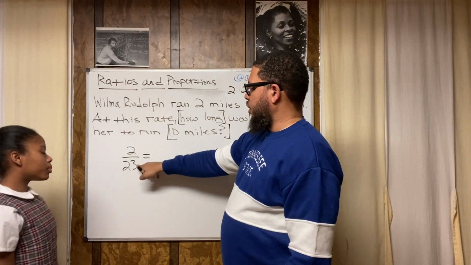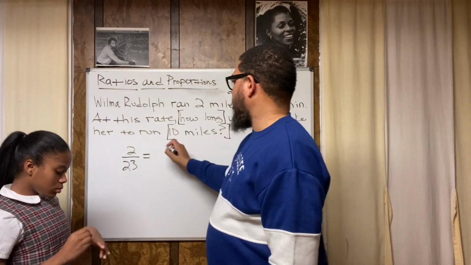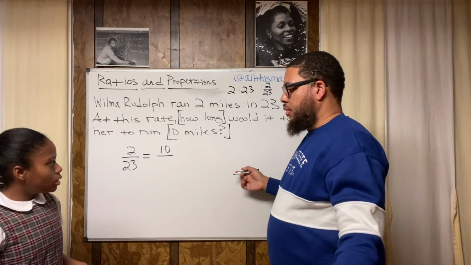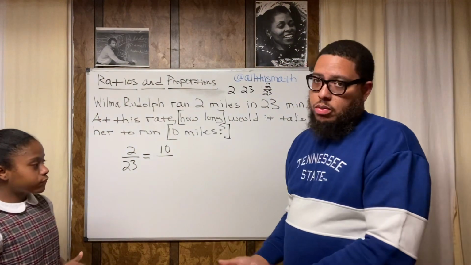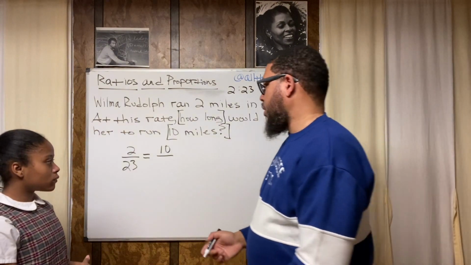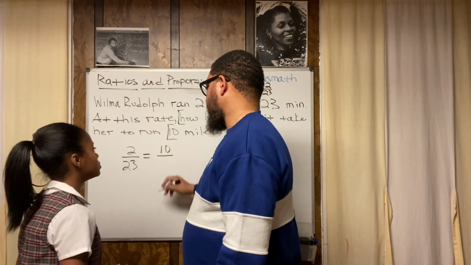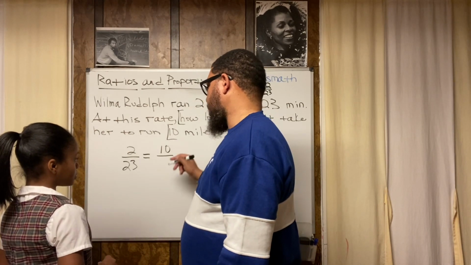2 miles, 23 minutes is equal to 10 miles over, we don't know how many minutes. It says how long, so that means we don't know. That's something we have to figure out. So we use a variable to figure that out. What variable do you want to use? It doesn't matter. Any letter you want.